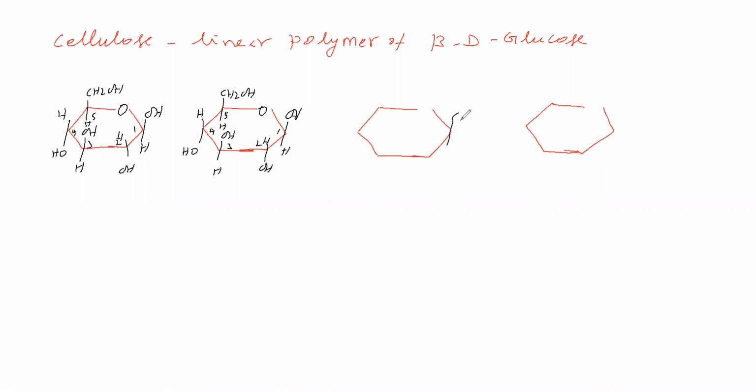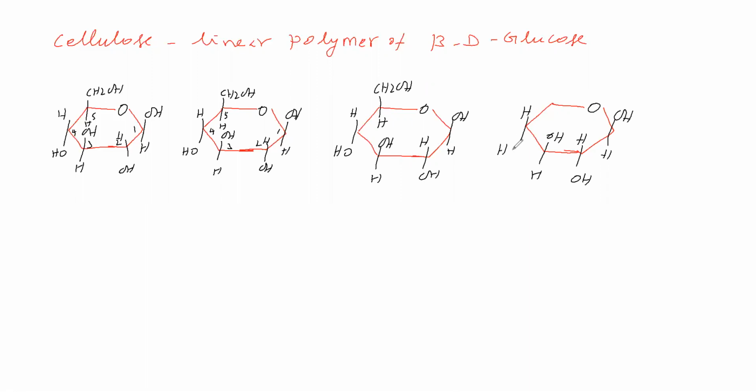Here next OH H, H OH, OH H, H OH. Here CH2OH H. Here O. Here OH H, H OH, OH H, H OH. Here CH2OH. Now we will give the glycosidic linkage.